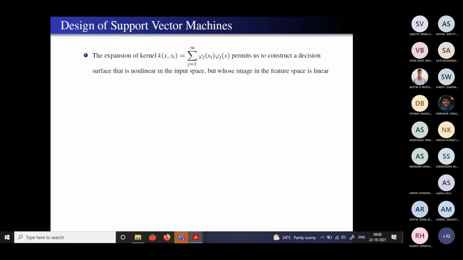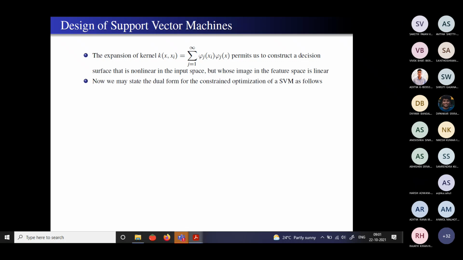So now we'll see how we go about the design of a support vector machine. First of all, this expansion of the kernel permits us to construct a decision surface that is nonlinear in the input space, right? How nonlinear will be defined by phi itself, but whose image in the feature space is linear. The image in the feature space may be linear as well.